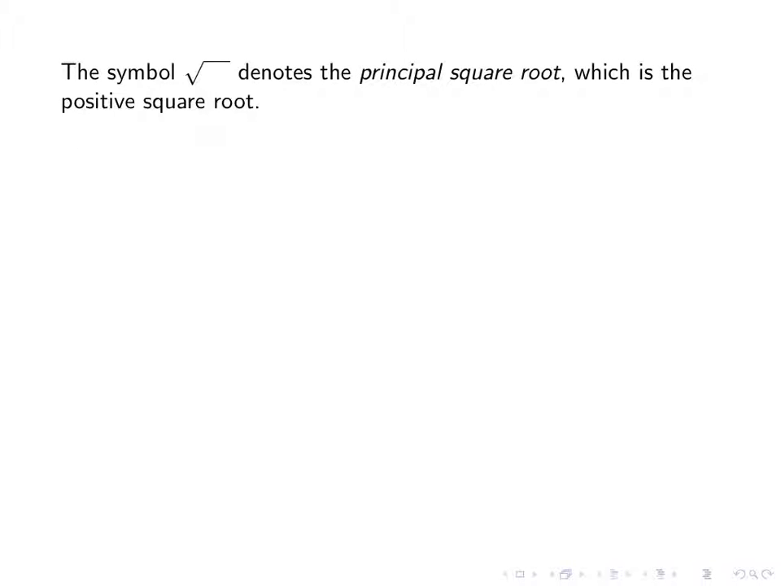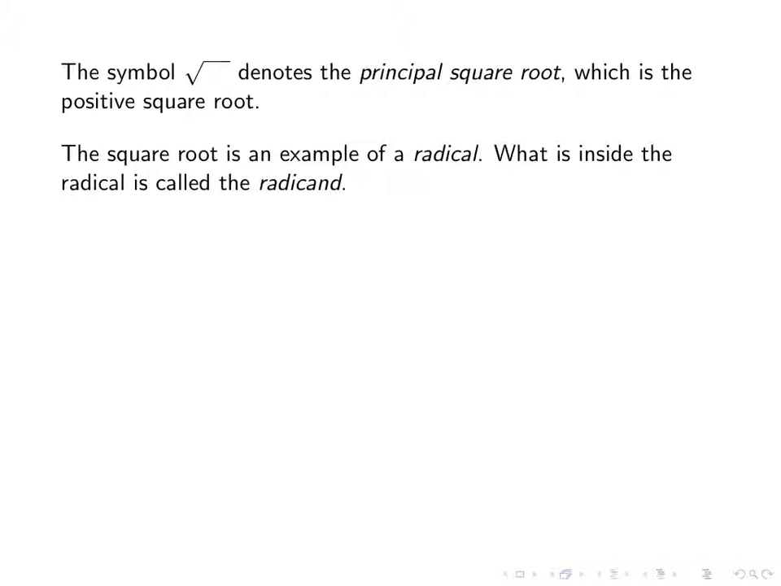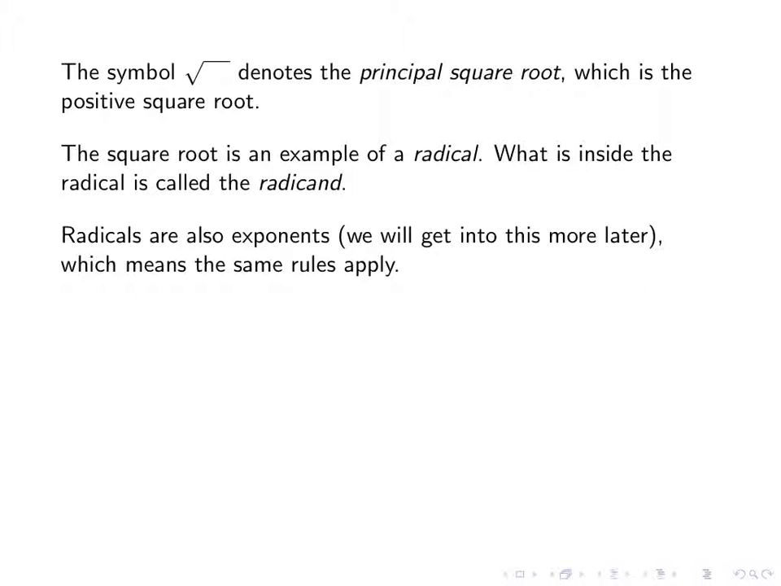The square root symbol denotes the principal square root, which is the positive square root. So if you see that symbol, it means the positive square root. The square root is an example of a radical. What's inside the radical, inside that square root symbol, is called the radicand. Radicals are also exponents, but we'll get into this more later. It means that the same rules apply, and we'll see an example of this in a moment.